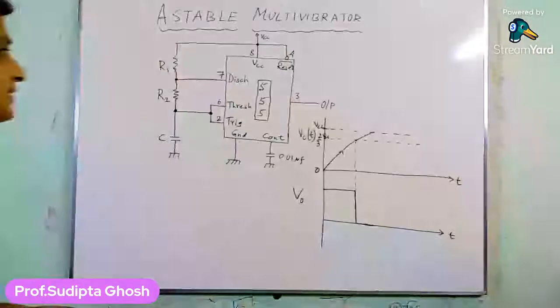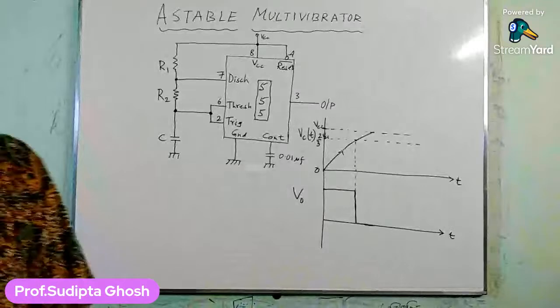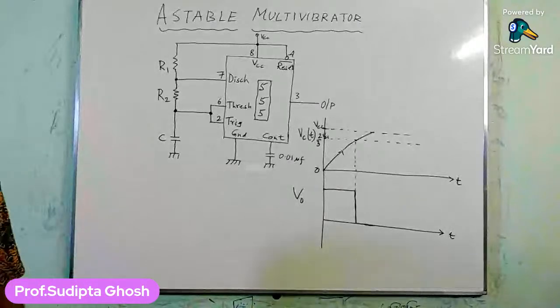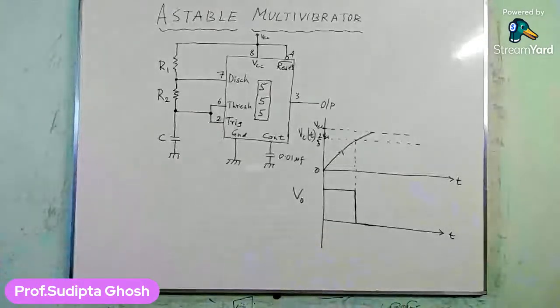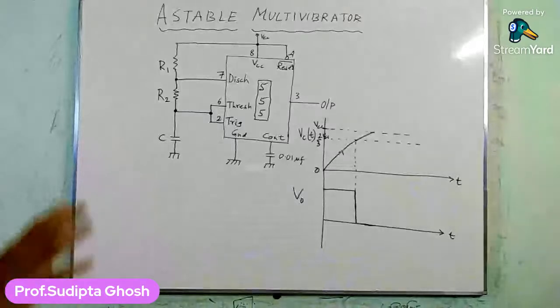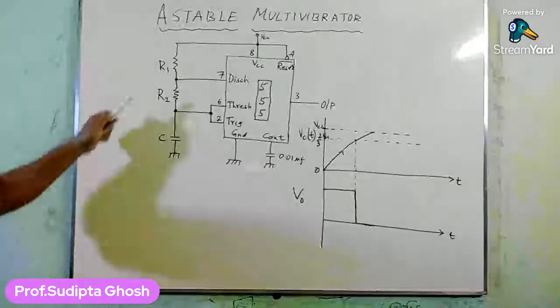Now as it is discharging, the question is, what will be the time constant of discharge? Just look at the circuit and you will be intelligent enough to answer this question. What is the time constant of discharging? Look at this part of the circuit.